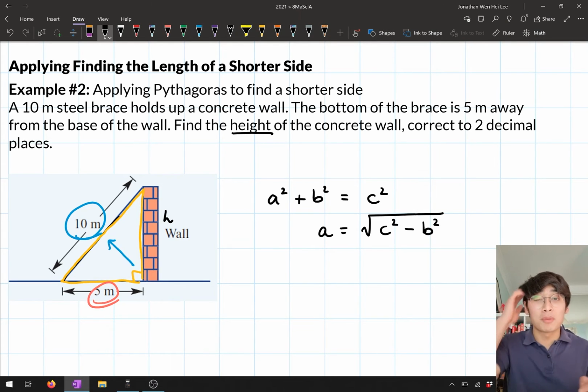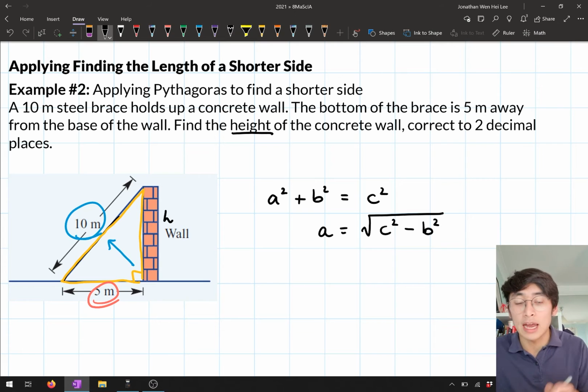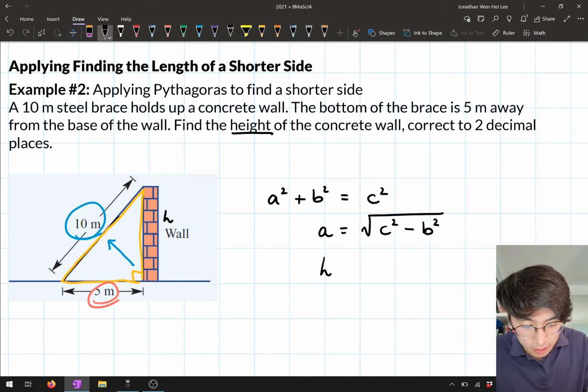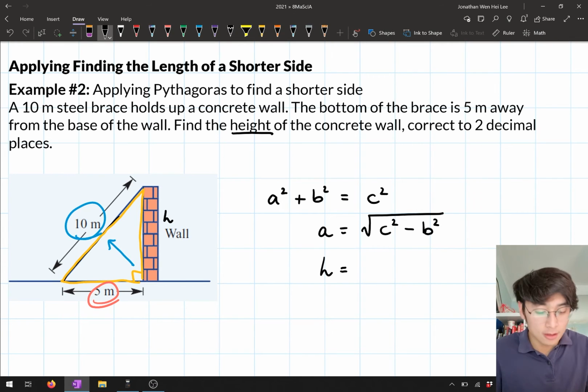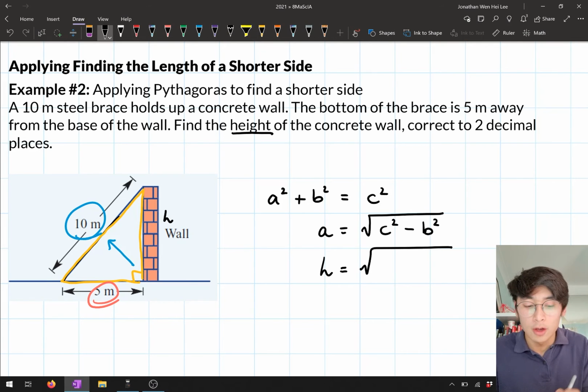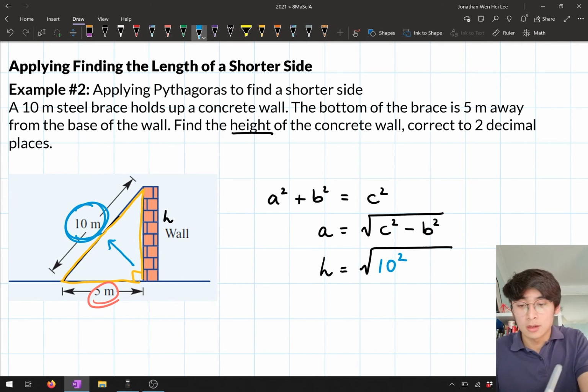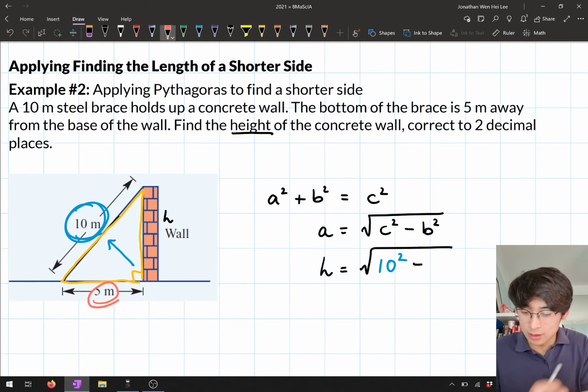Now that I've done that, I'm going to replace a, b, and c with the relevant lengths in this question. So first of all, a is the side that I'm missing. In this case, I've named it h, so I'm just going to replace it with h. So h is going to be equal to the square root of c, my hypotenuse. So in this triangle, the hypotenuse is the longer side. It's 10 meters. So I'm going to have 10 squared minus b, which is my other short side, which is 5. So 10 squared minus 5 squared.